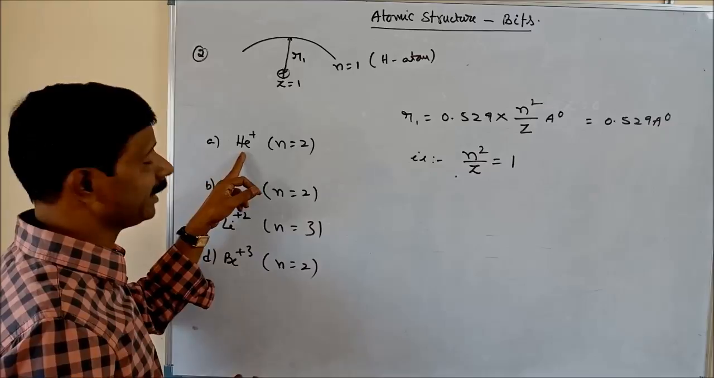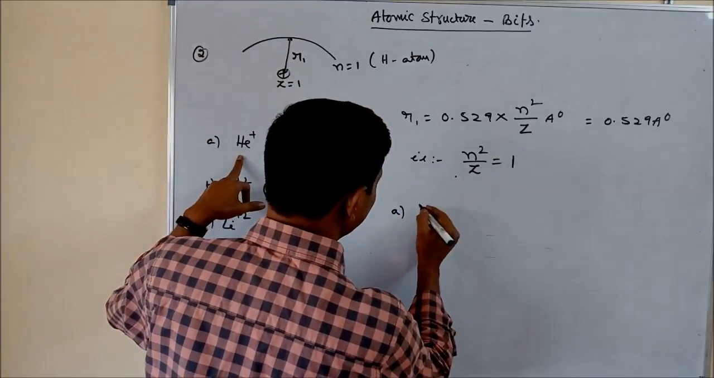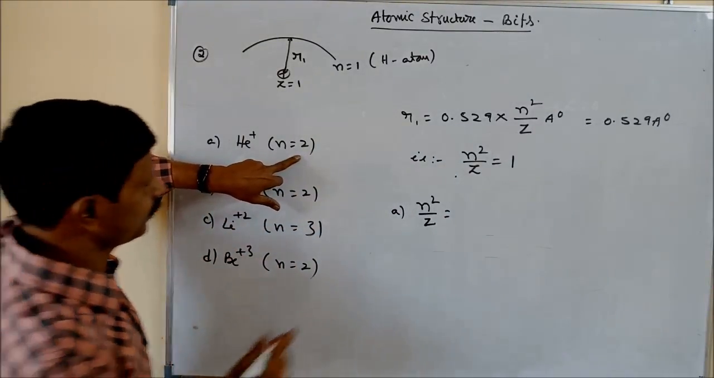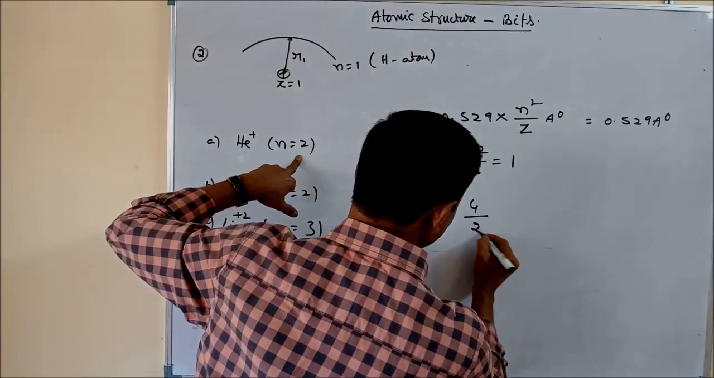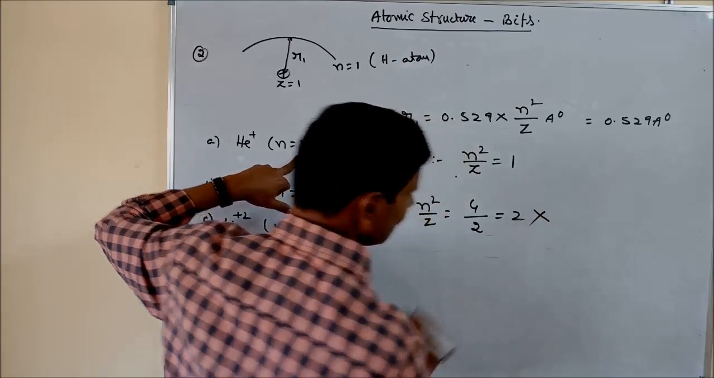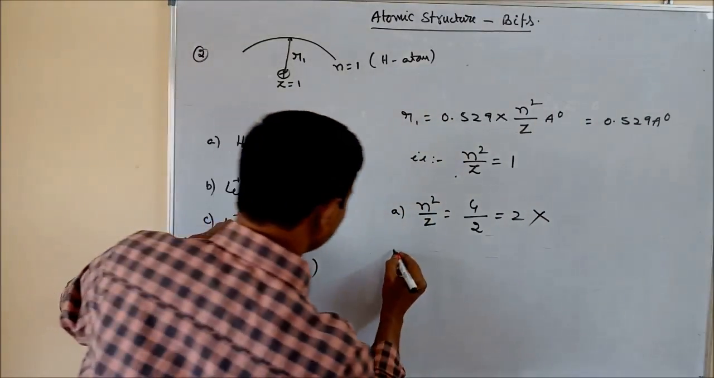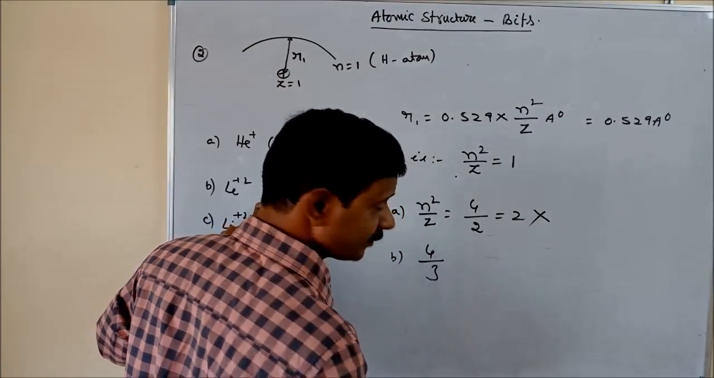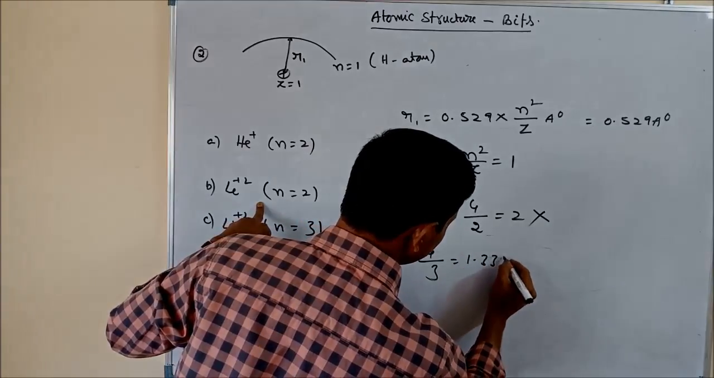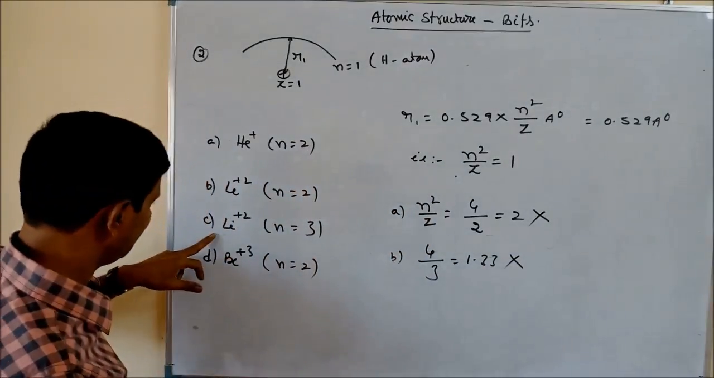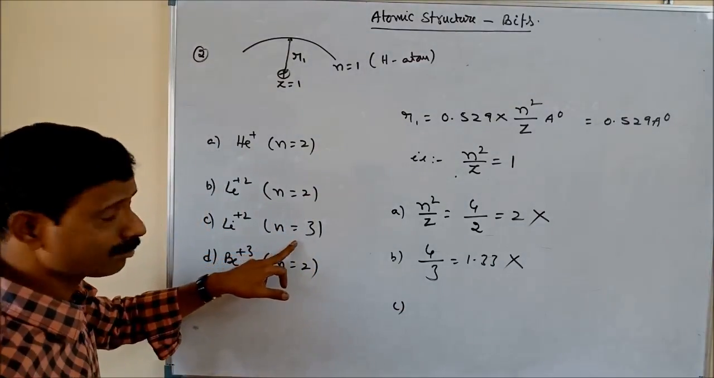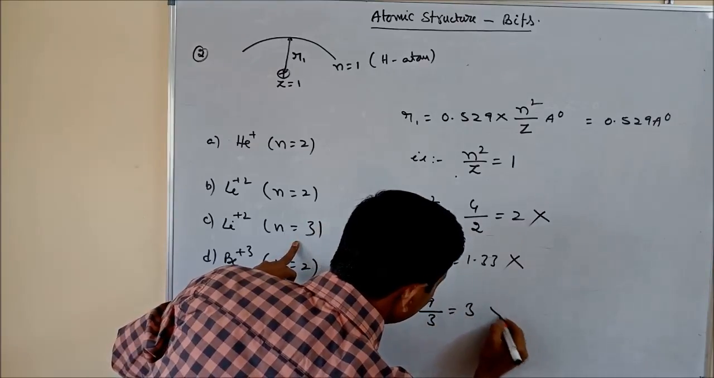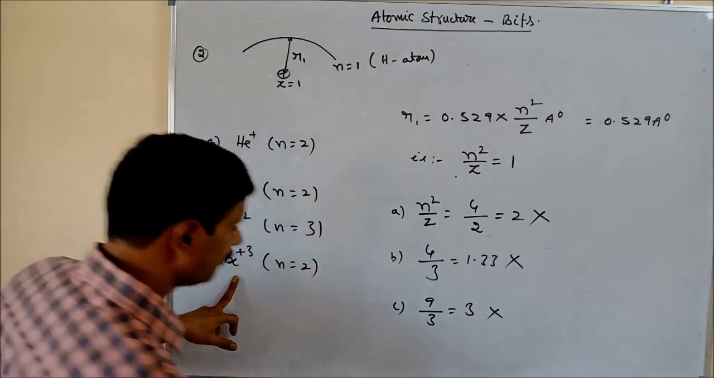For helium, the first one, n square means second orbit, so it is 4 by atomic number 2. It will be 2, so it is not the option. Similarly, for B, n square is 4 by 3, that is 1.333, so it is not the option. And for C, n square by Z means 9 by 3, that will be 3, which is not the option. And beryllium plus 3.